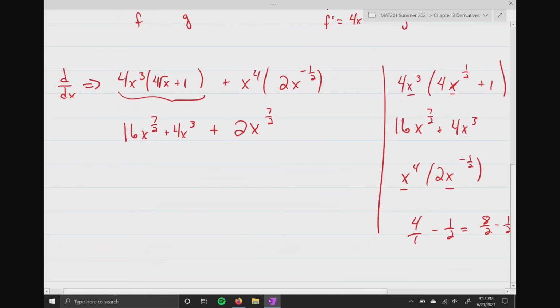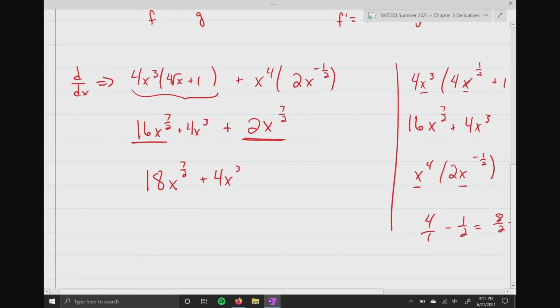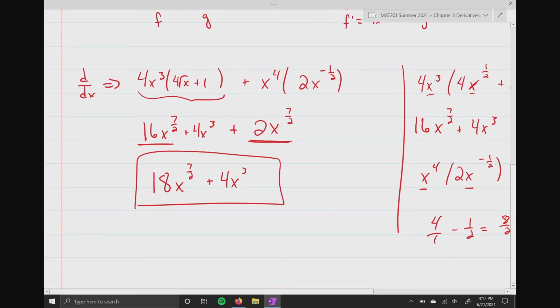And then lastly, we have like terms right there. So 16 plus 2 is going to be 18 x to the 7 over 2 plus 4x to the third. And I am just going to leave it at that. I think this is already ugly enough with the 7 over 2 as the exponent.